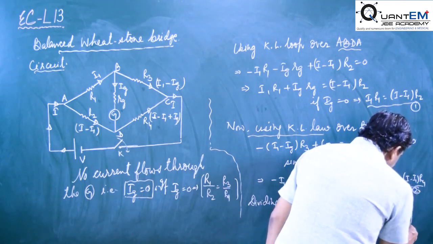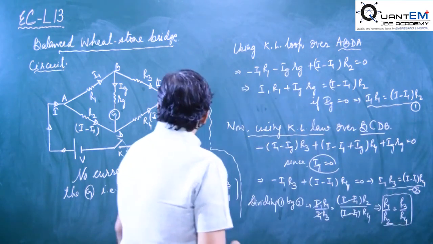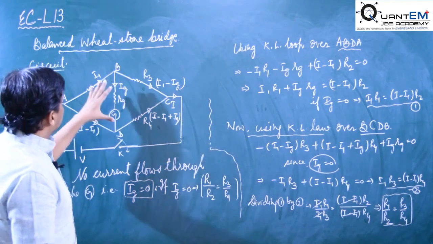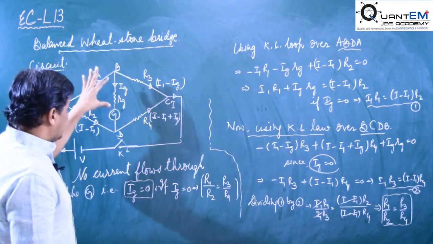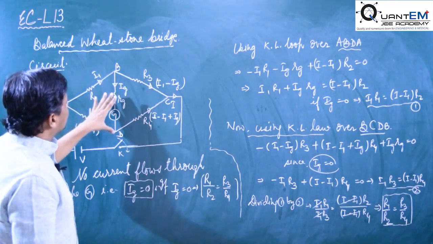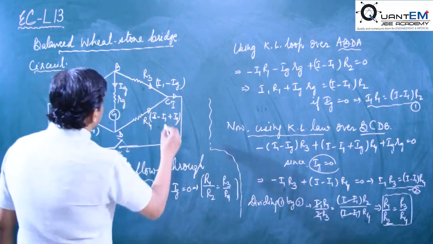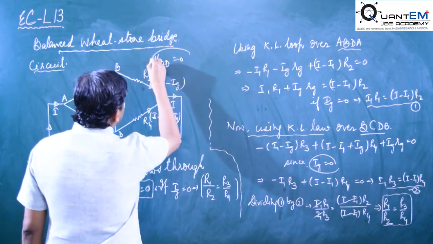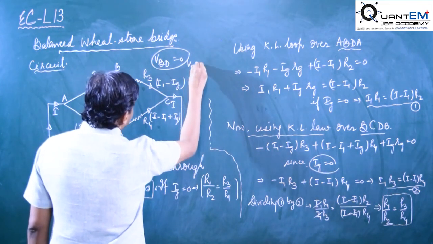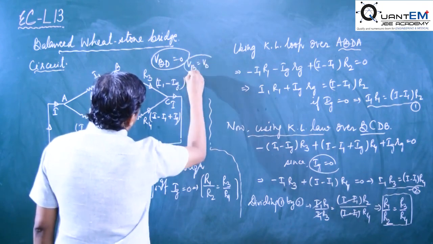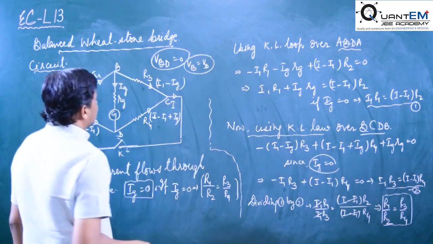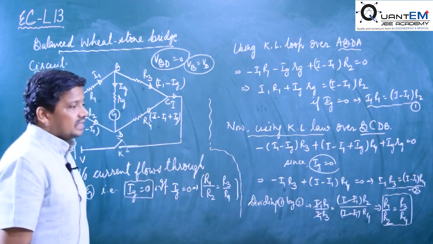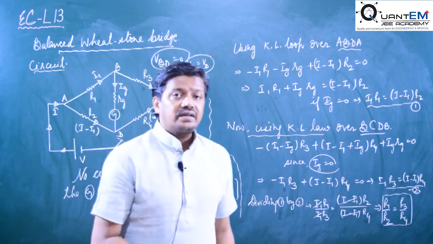That's why if resistance ratios are equal, R1 by R2 is equal to R3 by R4, no current flows through this galvanometer arm, because the potential difference between B and D is 0. That means potential of B is equal to potential of D. These become equipotential and no current flows. So that's why we neglect this arm in solving the electrical circuit.